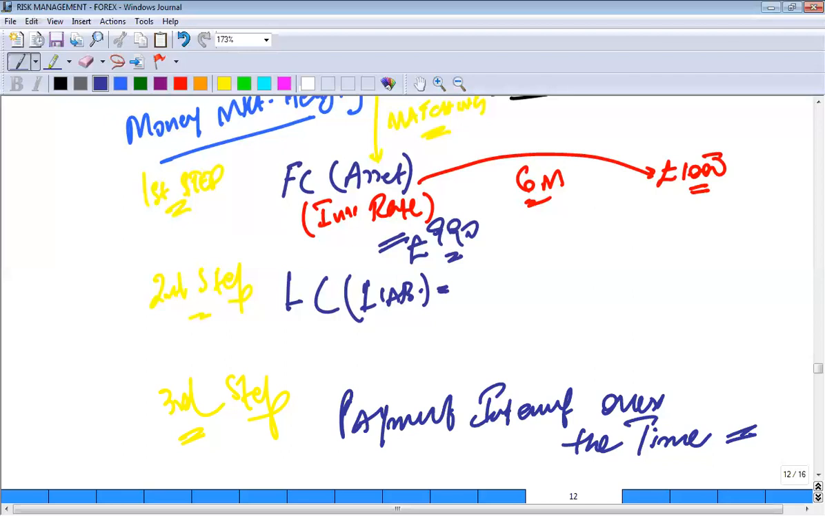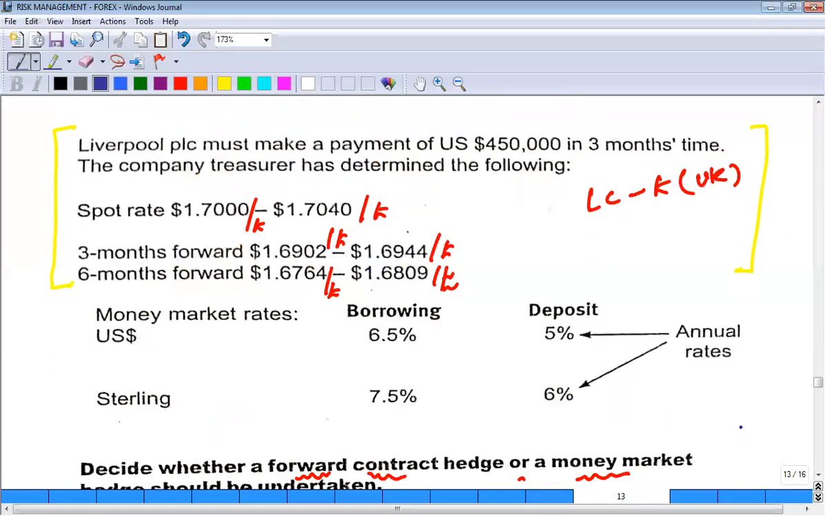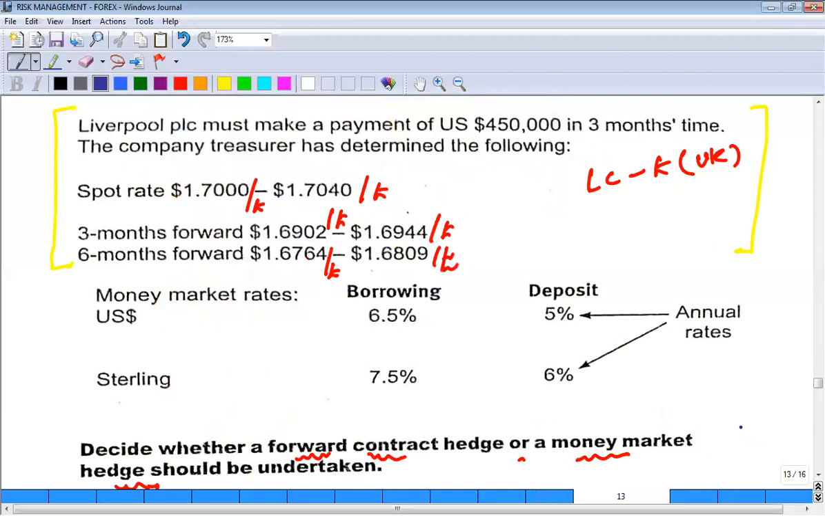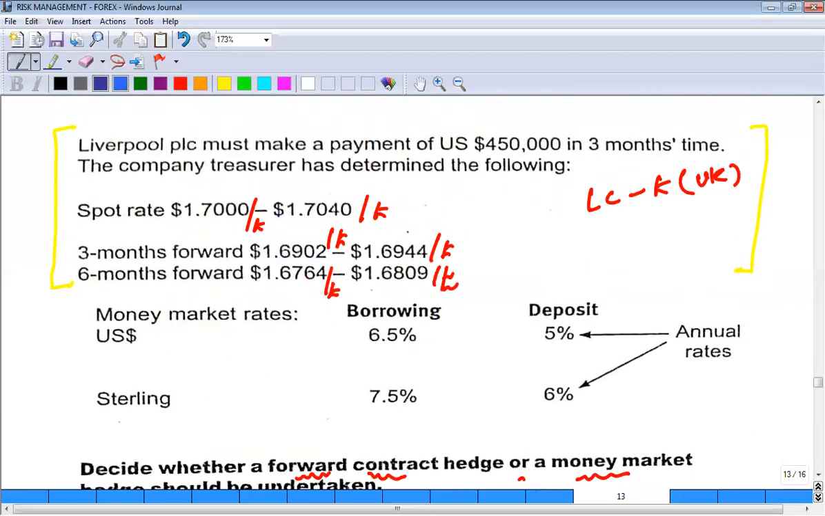How it works? It's better to understand this complete example with a question. With this question, I've already assigned you an assignment about this. What is the question about? The question is about a UK based company, Liverpool PLC, which must make a payment of US dollar 450,000 in 3 months' time.